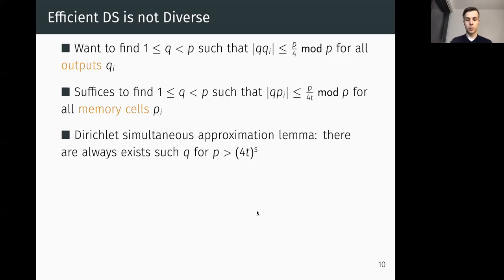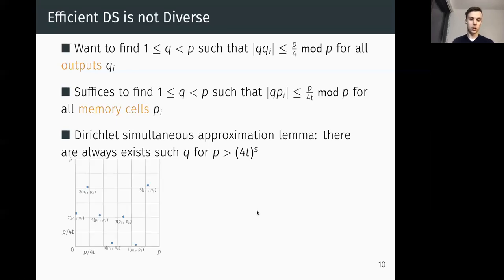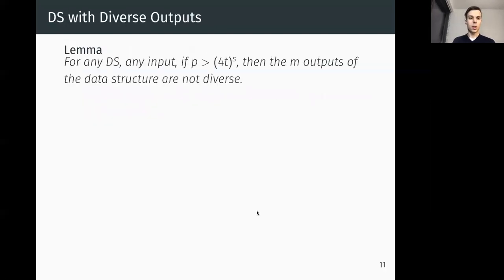There is a statement in number theory called Dirichlet's simultaneous approximation lemma, and that says that there always exists such a Q for p large enough, larger than 4t to the s. And the proof is pretty simple. You should be able to deduce it from those pictures. This is for the case of s equals 2, and it is a simple application of the pigeonhole principle.